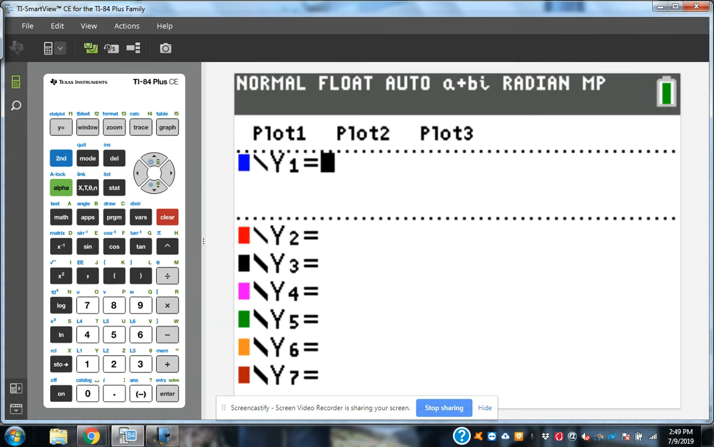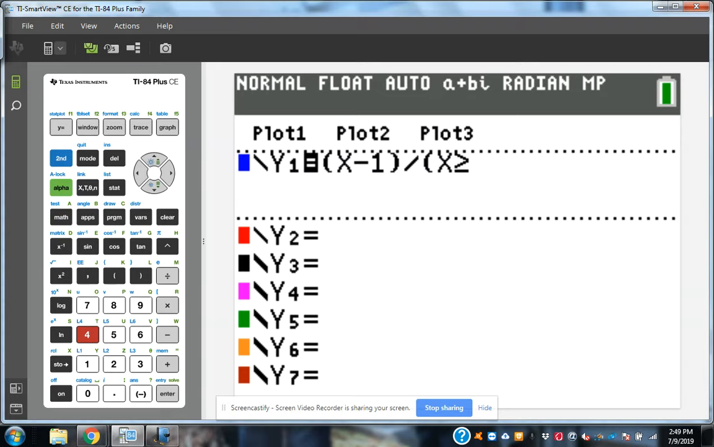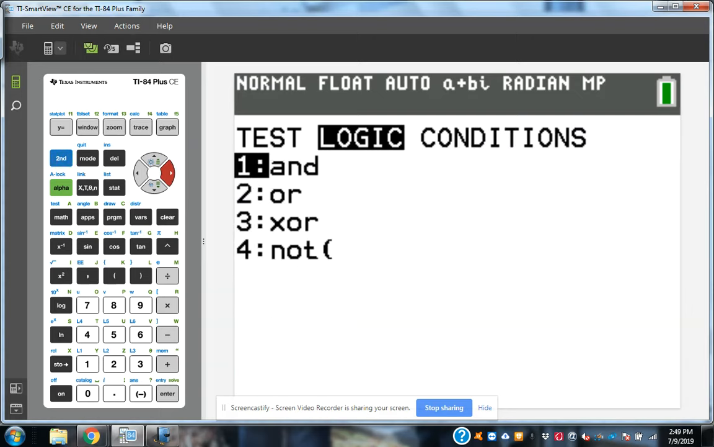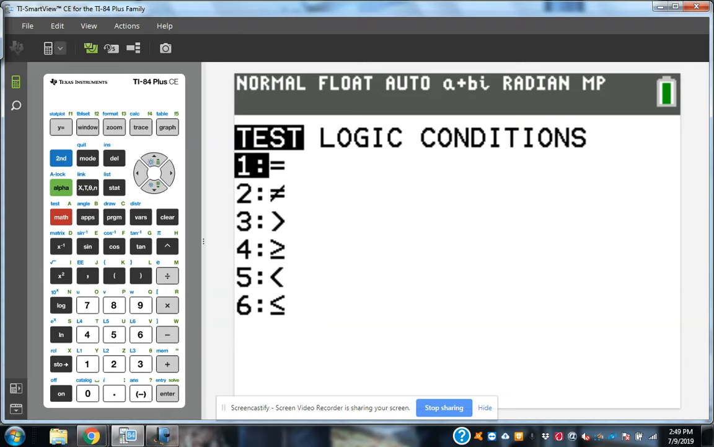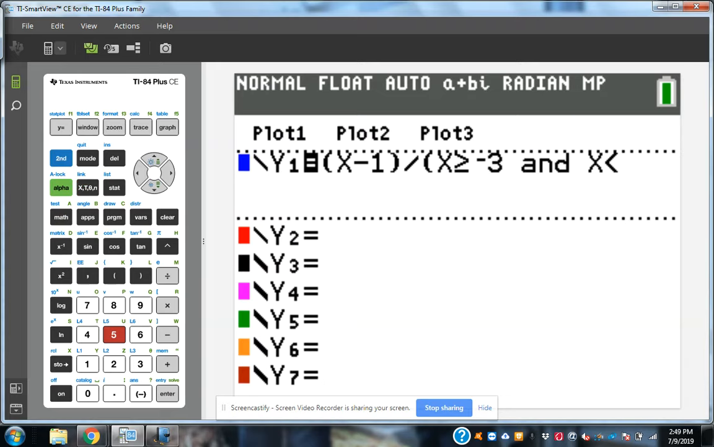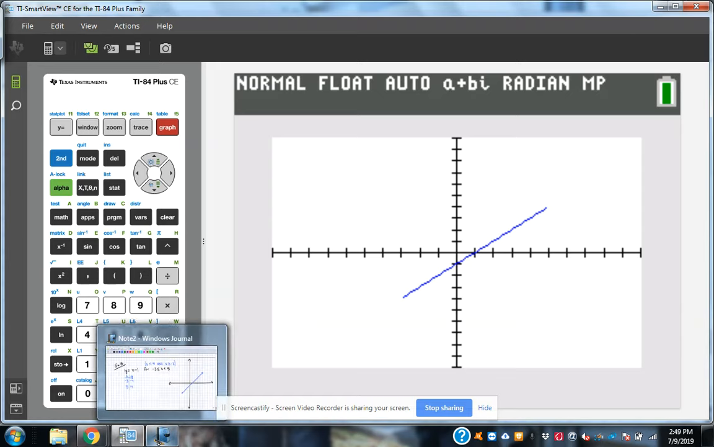So clear, parentheses, put in the function x minus 1, division symbol, and then we're going to put in both of those inequalities. So x, second math, is greater than or equal to, option 4, -3, second math, and then x, second math, less than 5. And then hit graph. And notice how it draws just that portion of the line for that particular graph.